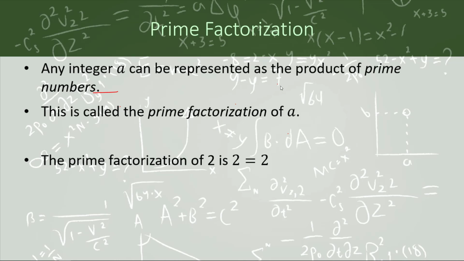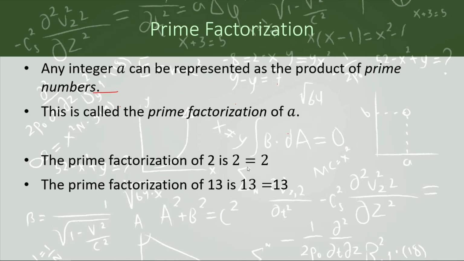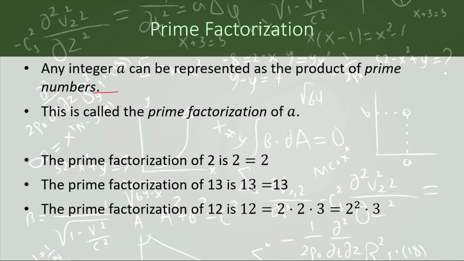So let's look at a couple of examples. Here is 2. The prime factorization of 2 is, well, since 2 is a prime number, its factorization is 2. Similarly, the prime factorization for 13 is 13. However, the prime factorization for 12 is 2 times 2 times 3, or 2 squared times 3.